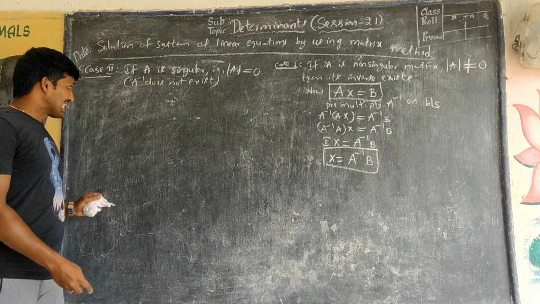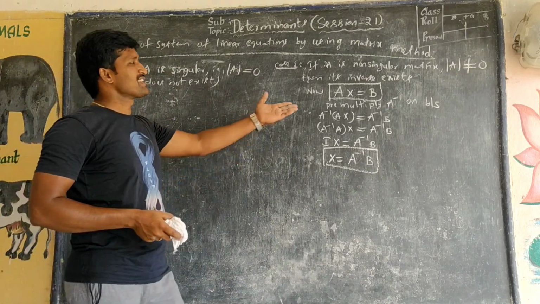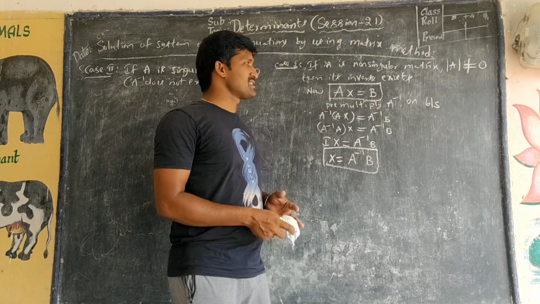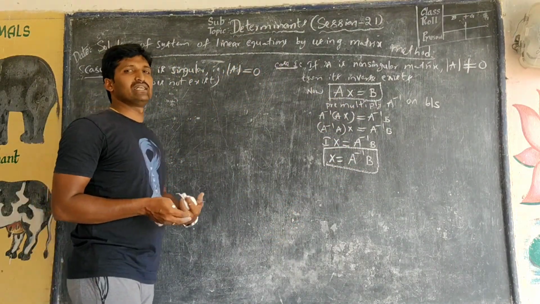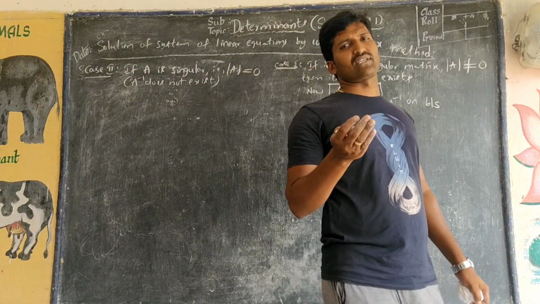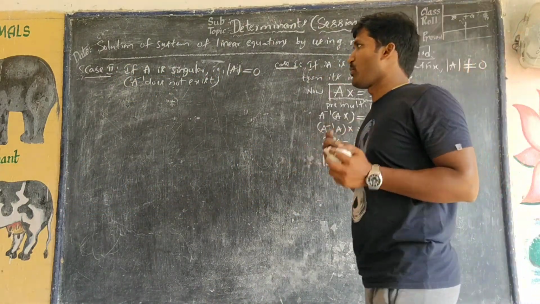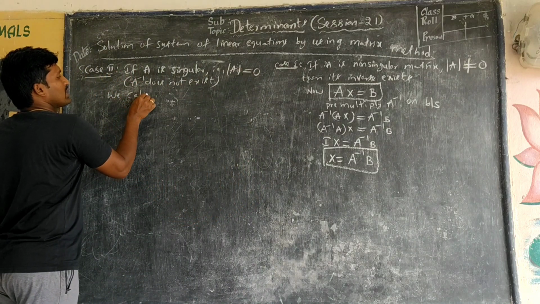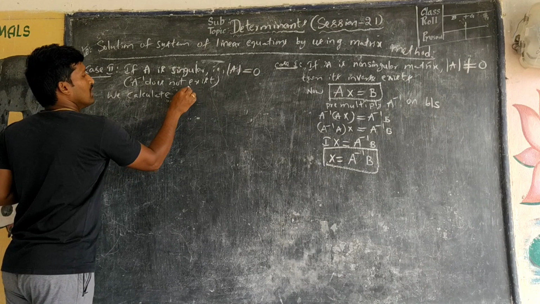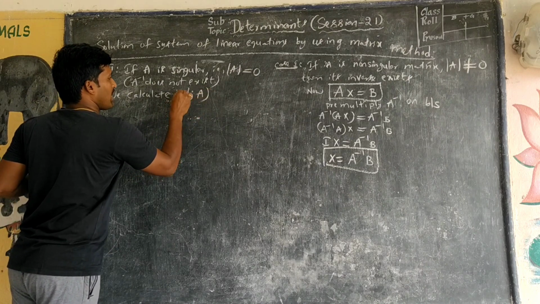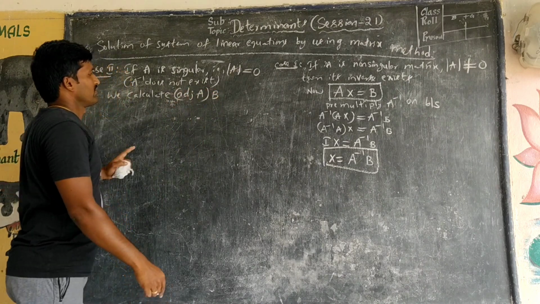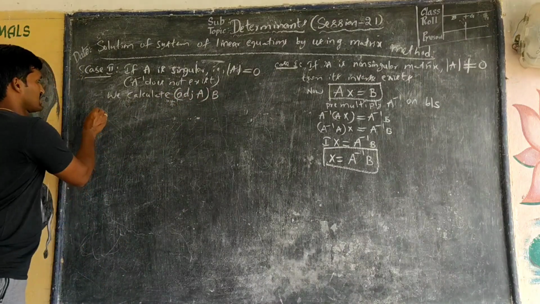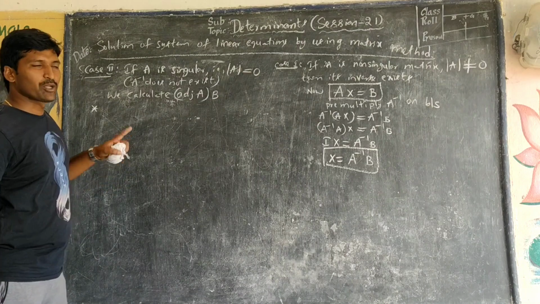That means it is not possible. In this case, we are not able to do any further steps. We are not able to find a solution directly like this. But we can check whether the system is consistent or inconsistent. We can check whether a solution is possible or not possible. For that, we need to calculate the value of adjoint of A matrix into B. This matrix product, we will find out, adjoint A into B matrix.